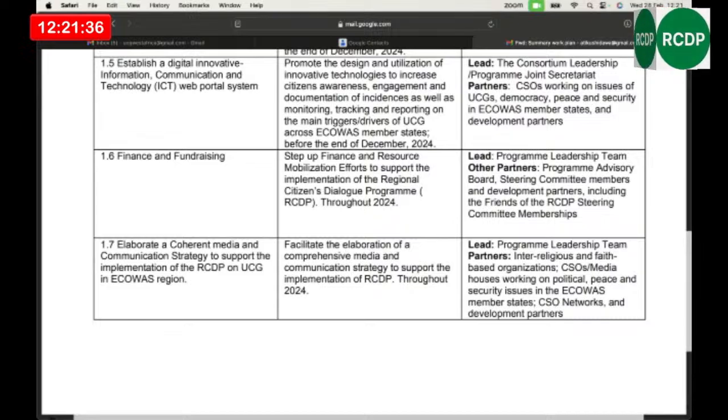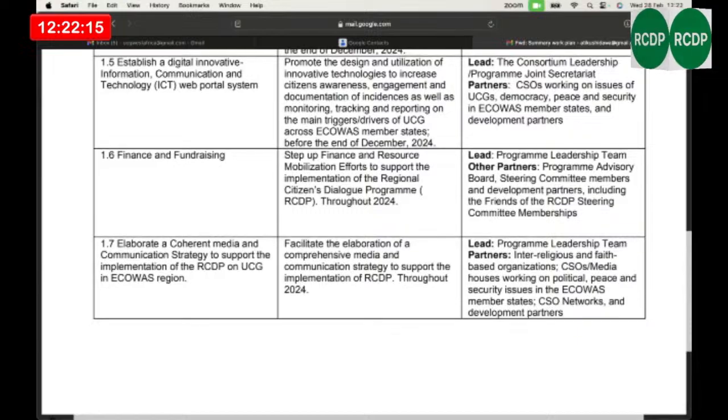And of course, the fact that we have as our core partner the Dante Center already suggests to us that there has to be a media component in this program. And so we do have, this year, as an important activity, to develop an elaborate and coherent media and communication strategy to support the implementation of the program on UCG in the region. And under the leadership of the Dante Center, we believe that this aspect will be a major focus of activities this year.